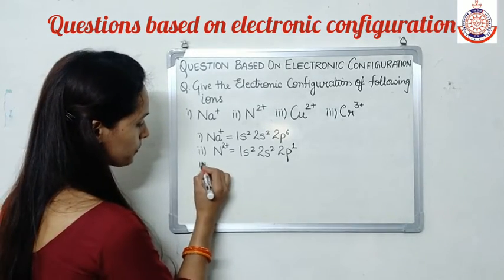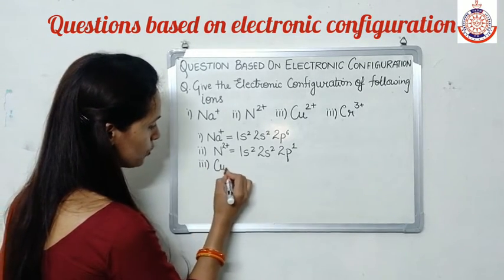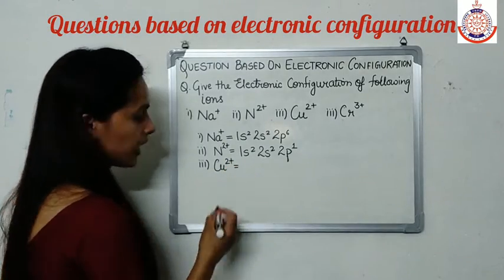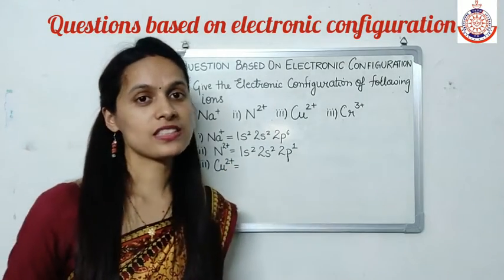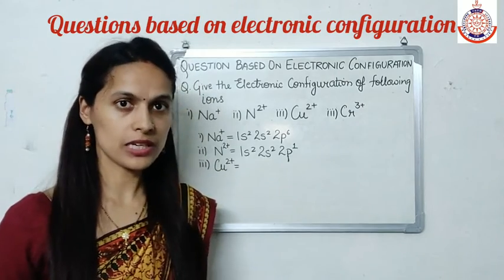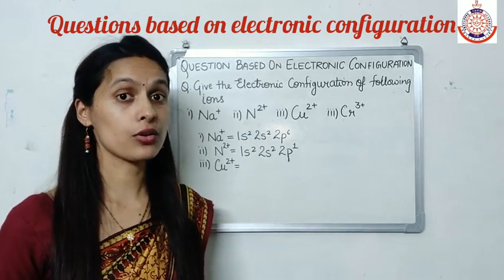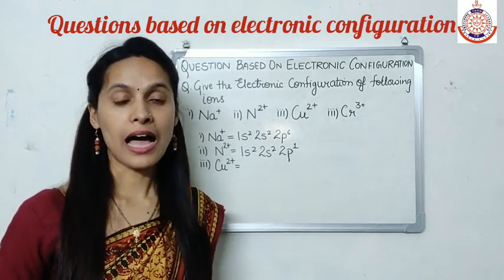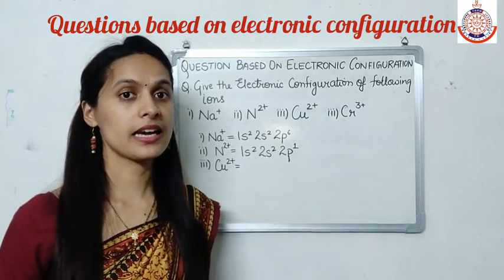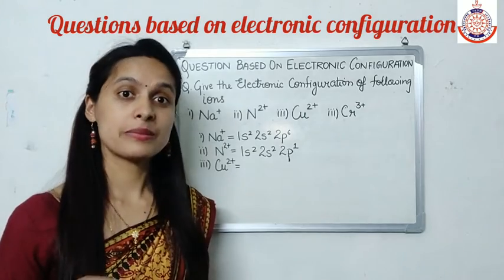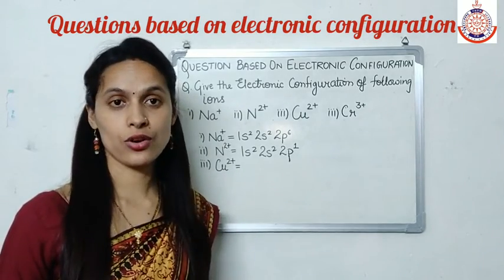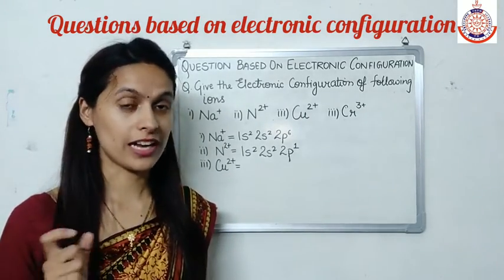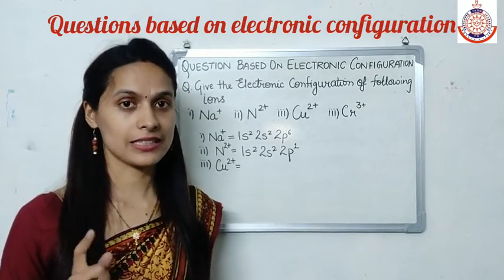Now third, Cu2+. In our previous video, we studied 2 exceptional cases, and these 2 cases are copper and chromium. That while filling the electrons, there are exceptions in copper and chromium. Similarly, while removing the electrons also there is an exception.